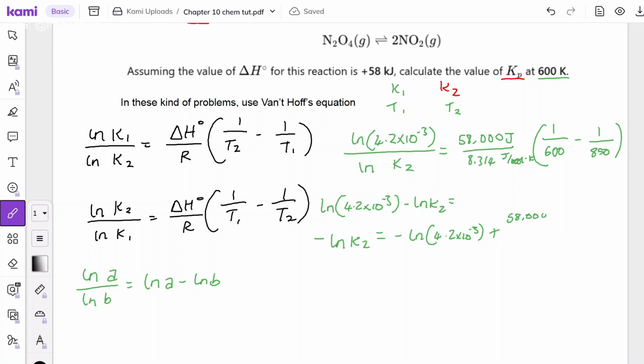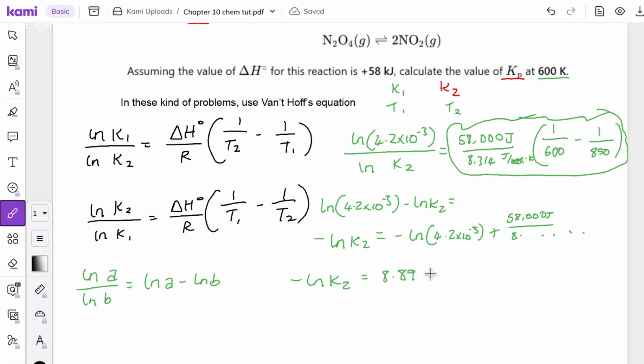58,000 joules over the rest, dot dot dot. So since I already know all this, none of these are unknowns, this is something that I can plug into the calculator. I'm going to plug it into the calculator and do it. When I plug all this into the calculator and subtract it by this, I get negative ln of K2 equals 8.892.